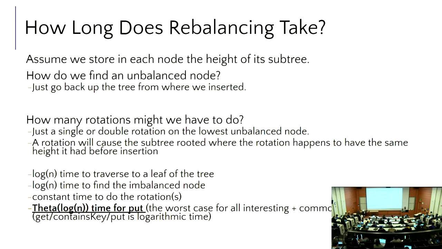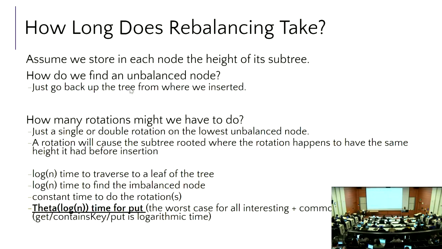So we just have to do a single or double rotation on the lowest imbalanced node. A rotation will cause the subtree rooted where the rotation happens to have the same height as it had before the insertion. So at most, I'm only ever going to have to do this single or double rotation. And so we only have to take logarithmic time to get down to the bottom, logarithmic time to get back up to the top. And those rotations are only ever really looking at that small subset of nodes involved in the rotation.